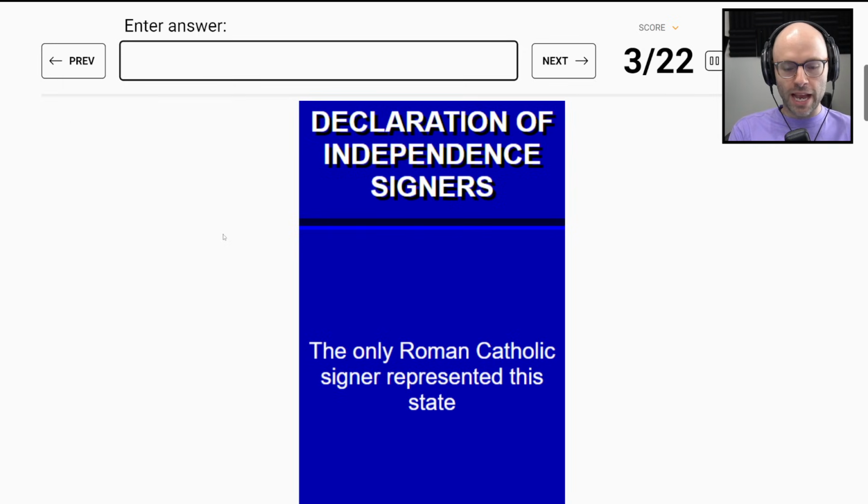The only Roman Catholic signer represented this state. I'm going to assume that it was Benjamin Franklin, and he represented Pennsylvania.